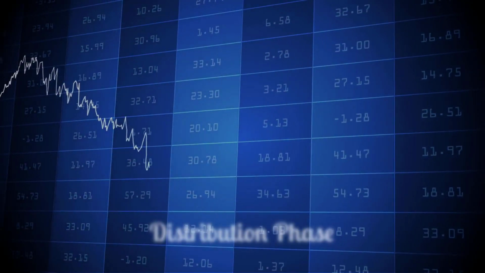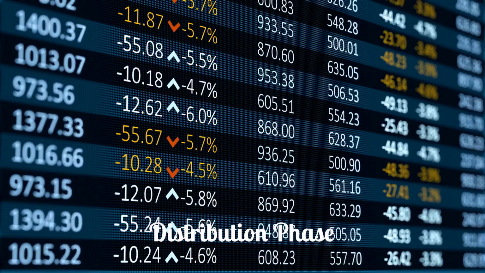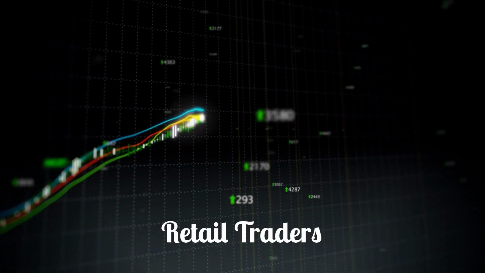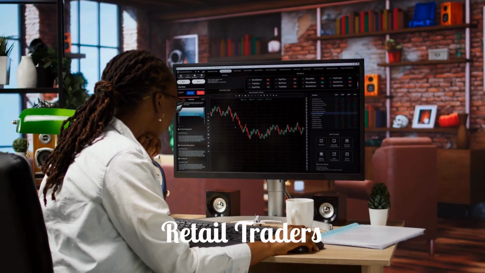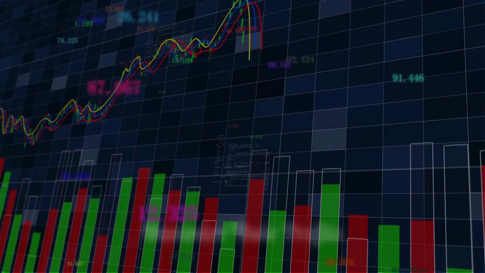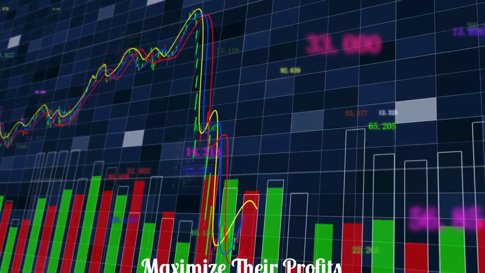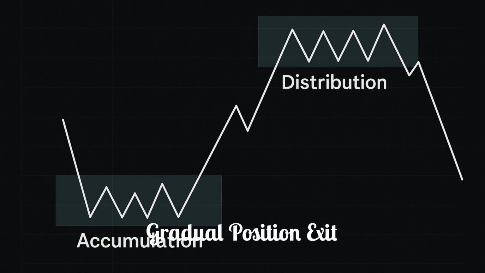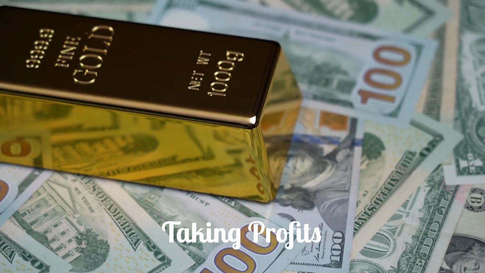The opposite of accumulation is distribution. This is when smart money sells their holdings, often after a price increase. This often happens when the price has been driven up by retail traders. Smart money takes advantage of the increased demand. Similar to accumulation, they sell without crashing the price. They want to maximize their profits. They use similar techniques, selling in small increments over time. This allows them to exit their position gradually. The objective is to take profits after a successful run-up in price.